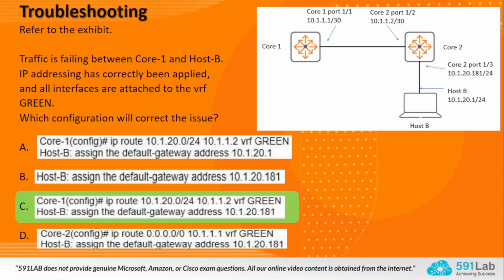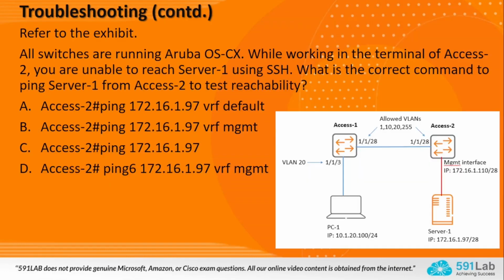Let's move on to the next question. This is under troubleshooting. Second question. Refer to this exhibit. All switches are running Aruba AOS-CX. While working in the terminal of access 2, that is this switch, you are unable to reach server 1 using SSH. What is the correct command to ping server 1 from access 2 to test reachability? This server 1 is connected to this management interface of the access 2.